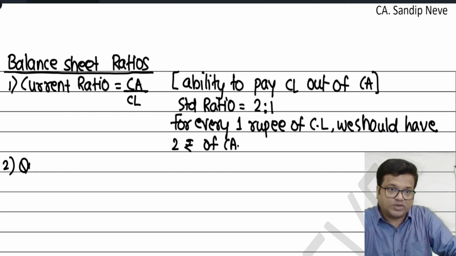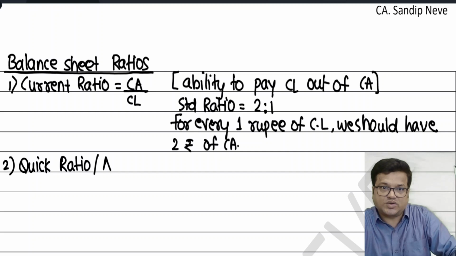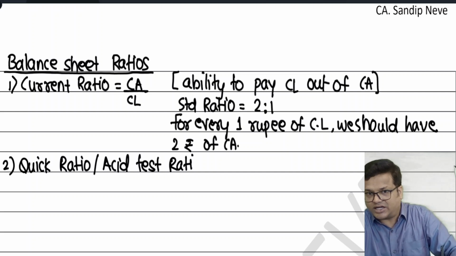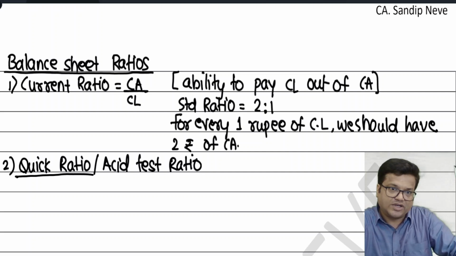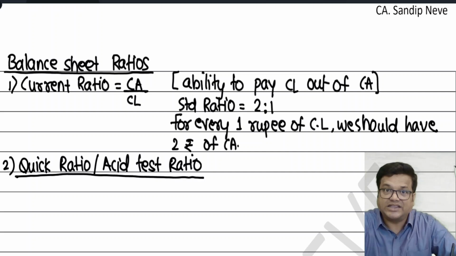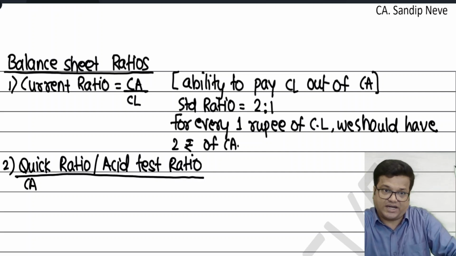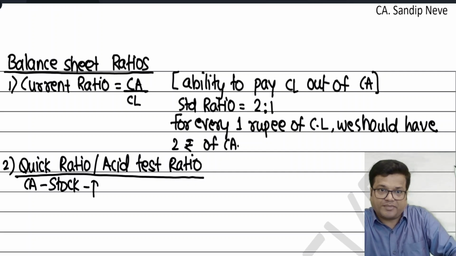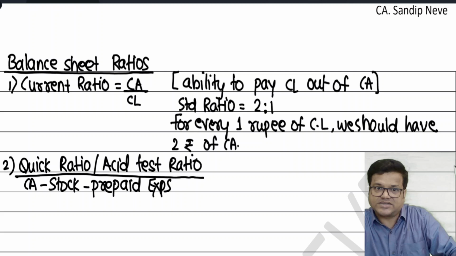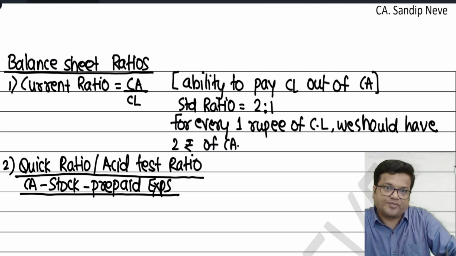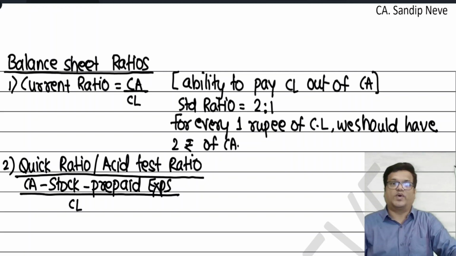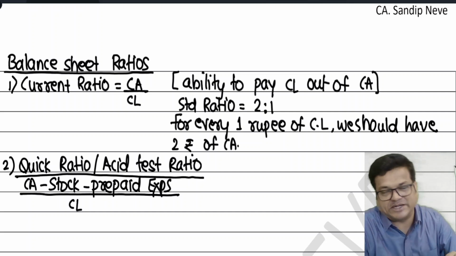Then we talk about the quick ratio, also known as what? The acid test ratio. Now see what happens over here. When it is the quick ratio, the formula is current assets minus stock minus prepaid expenses, divided by what? Current liabilities. Now, why are we deducting stock and prepaid expenses?